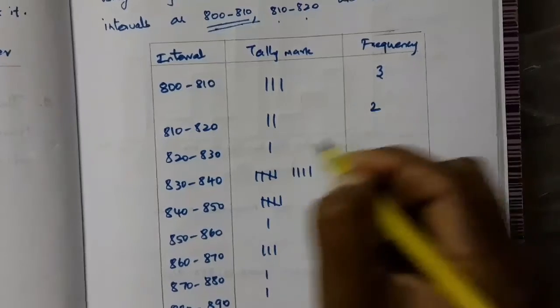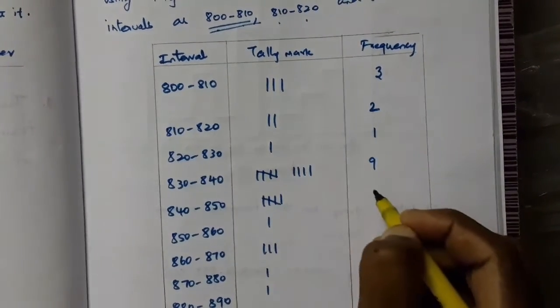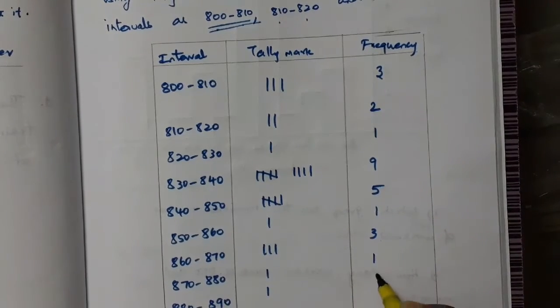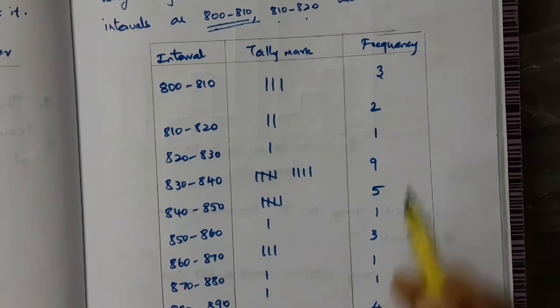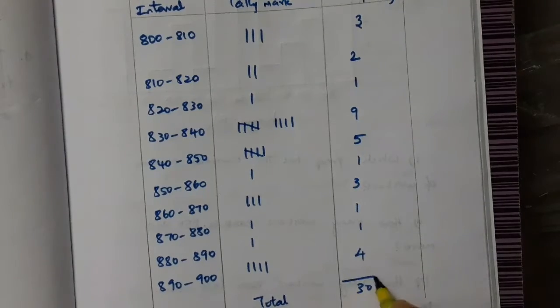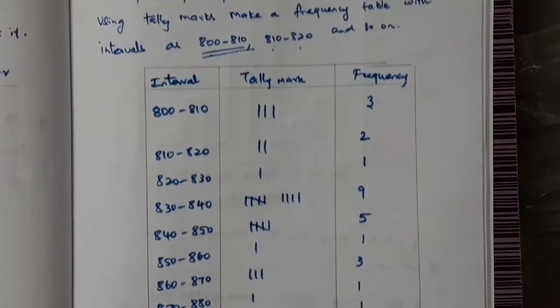So it is 2 and here it is 1 and here it is 5 plus 4, here it is 9, and here it is 5 and 1, 3, 1, 1, 1, 1 and here it is 4. Okay, if you count the total numbers, you should get 30 here. Okay, this is called a frequency table with class intervals.